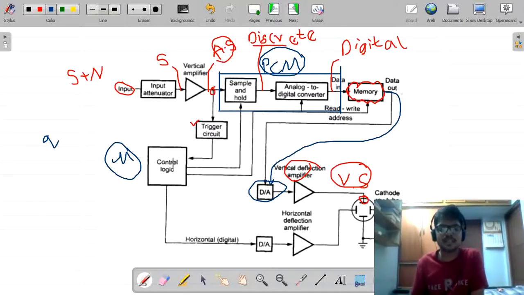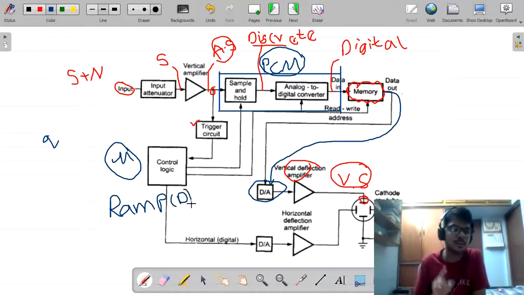Now this control signal or this microprocessor will be activated when there is an incoming signal. When the input signal has come, by using the triggering circuit, it will trigger the microprocessor such that this whole operation will be performed. By using this triggering, the microprocessor will become active and it will generate a ramp sequence, but it will generate it in digital form.